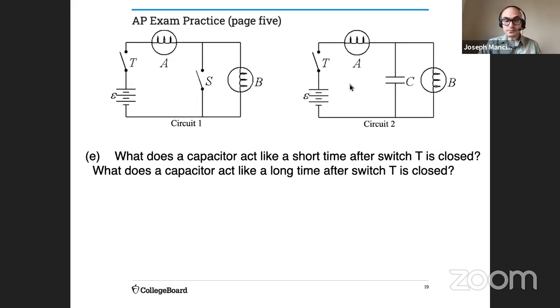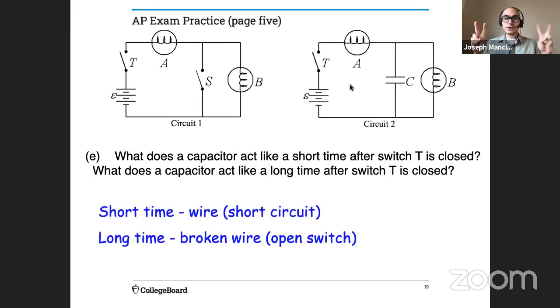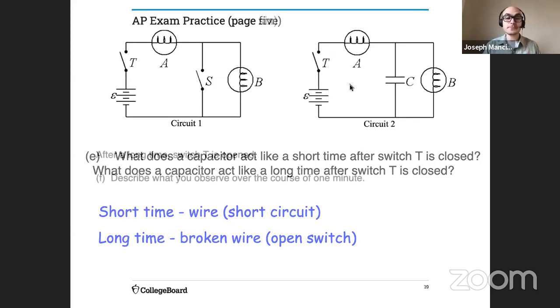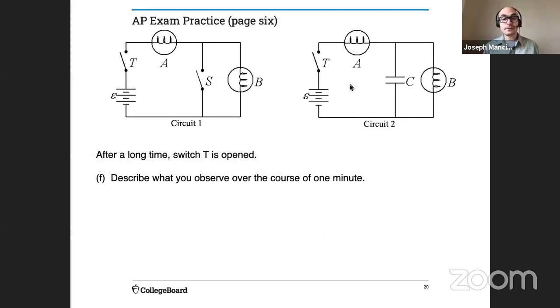So right after the switch is closed, a short time after the switch is closed, the capacitor acts like a short circuit or a wire or an empty capacitor. But a long time after that switch is closed, the capacitor acts like a broken wire or an open switch. It's already charged. There's nothing else that the battery can do. All right, so after a long time, switch T is opened. Now explain what you would see over the course of a minute.